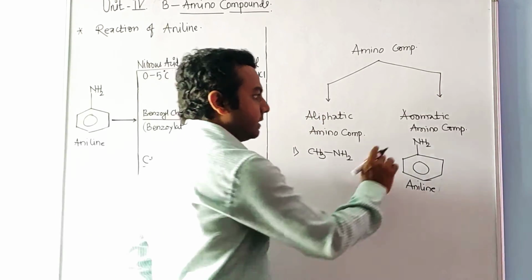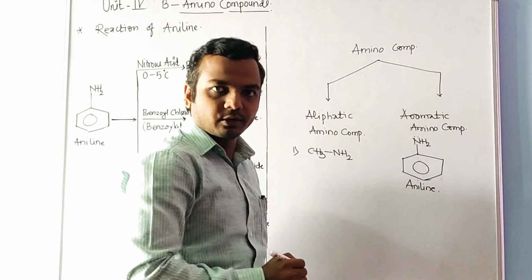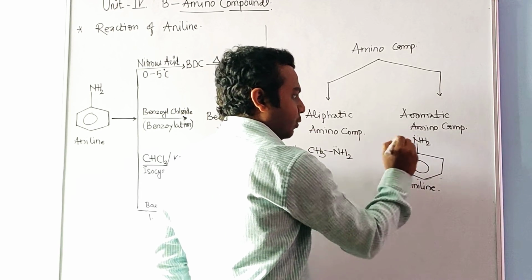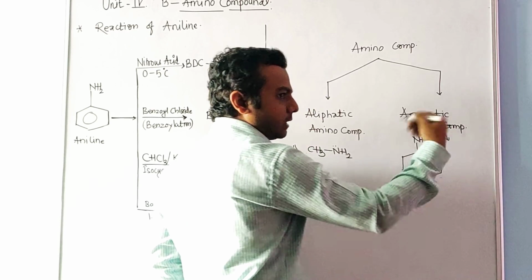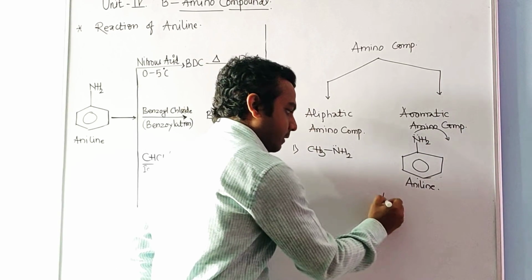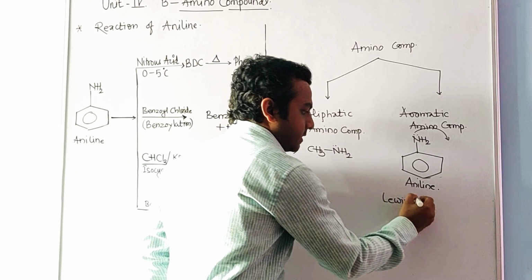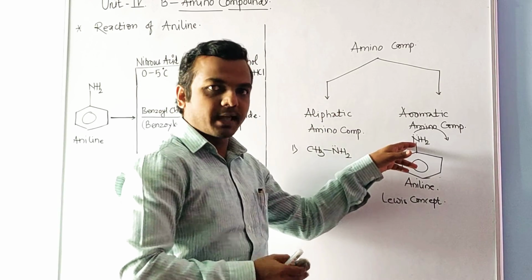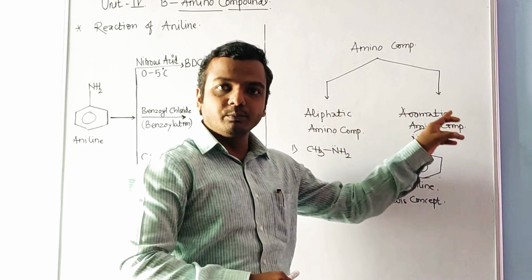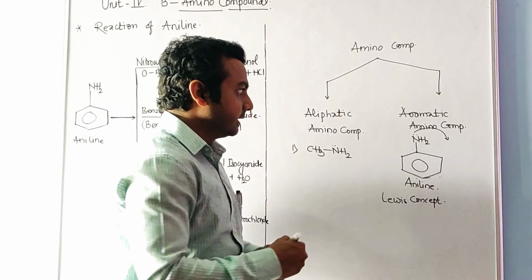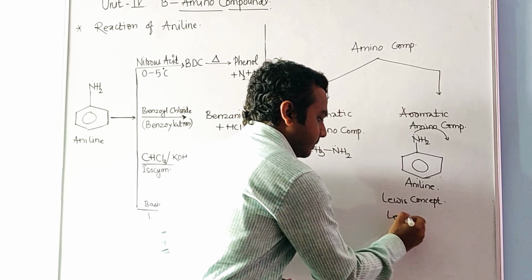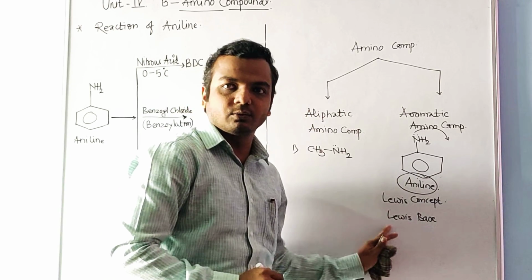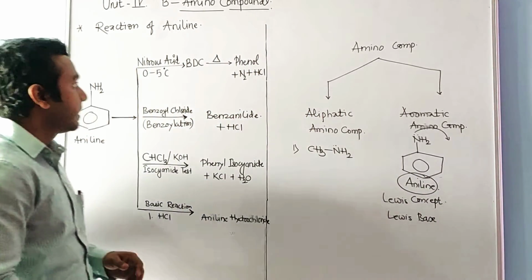Now, you all know that the nitrogen atom contains a lone pair of electrons, and this lone pair can be donated to another atom. According to the Lewis concept, those compounds or atoms that donate their lone pair of electrons to another atom act as a Lewis base. It means that our aniline acts as a Lewis base. Okay, let us start our reactions.